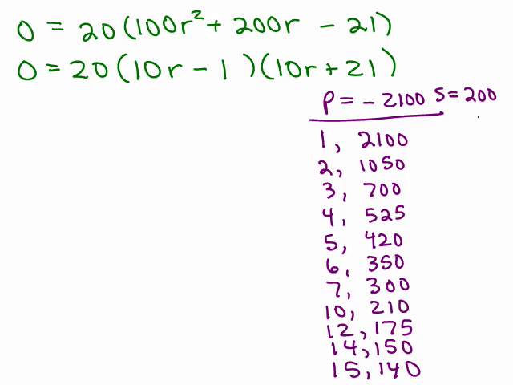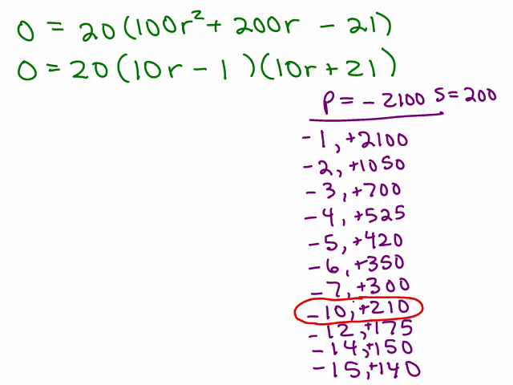Since the sum is positive, the bigger number is positive. And since the product is negative, the other number is the opposite sign. And we're just seeing if any pairs so far add up to 200. And yes, there it is.